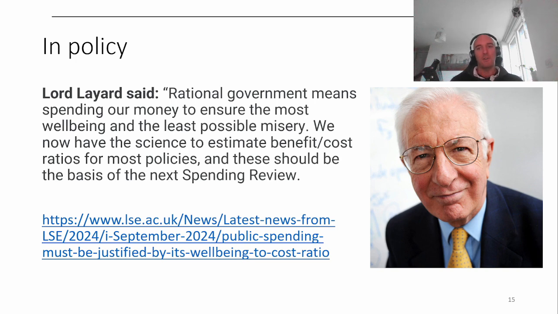Here's the argument for WELLBYs in a nutshell coming from Professor Baron Lord Richard Layard at the London School of Economics. He argues in this paper that his group, the Centre for Economic Performance, recently put out that rational government means spending our money to ensure the most well-being and the least possible misery. We now have the science to estimate benefit-cost ratios for most policies, and this should be the basis of the next spending review. I want to draw your attention here to the use of the word rational. And I'm going to critique that.